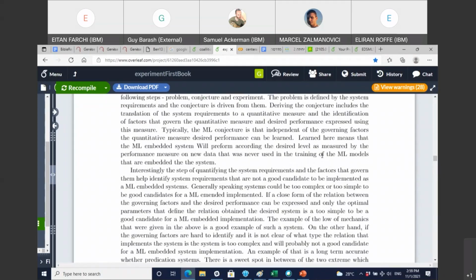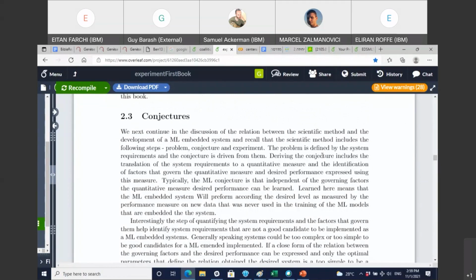The section talks about, in general, the scientific method and how it maps to machine learning development. And specifically, this section talks about conjecture. And it outlines that the main conjecture in a machine learning system is that the data we have will enable generalization, which means that on new data it will perform as expected with respect to some business requirement.